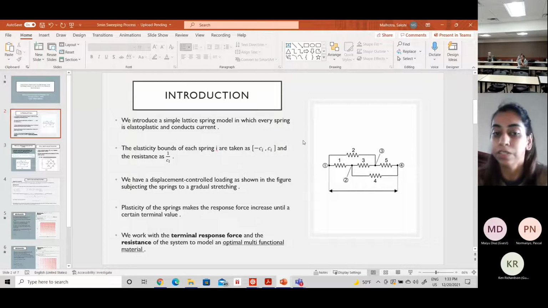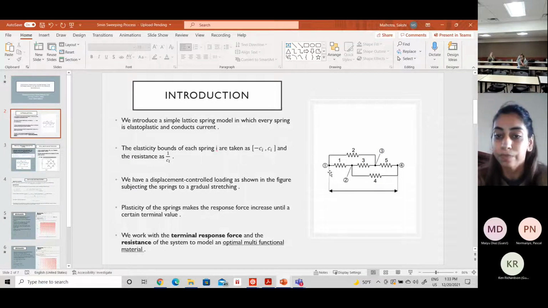For certain kinds of materials, we can have a relationship between the elasticity bounds and the resistance of the springs. So for each spring, we have a certain resistance in terms of the elasticity bounds, and the resistance for each spring i is given as 1 over Ci as defined here.